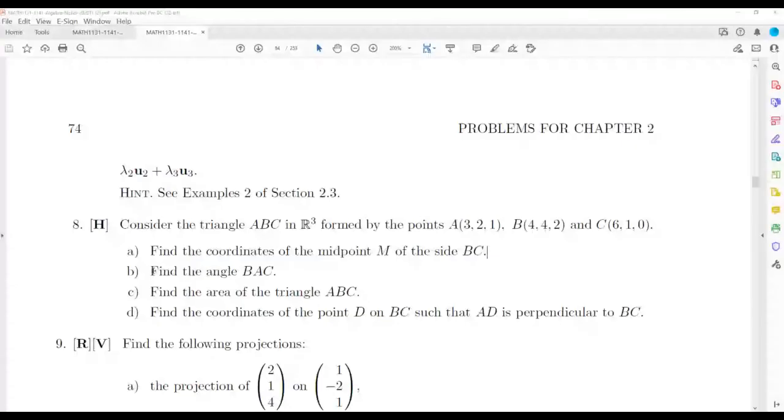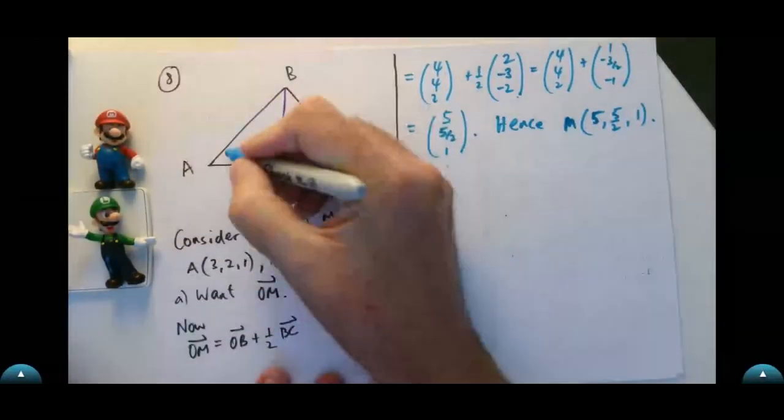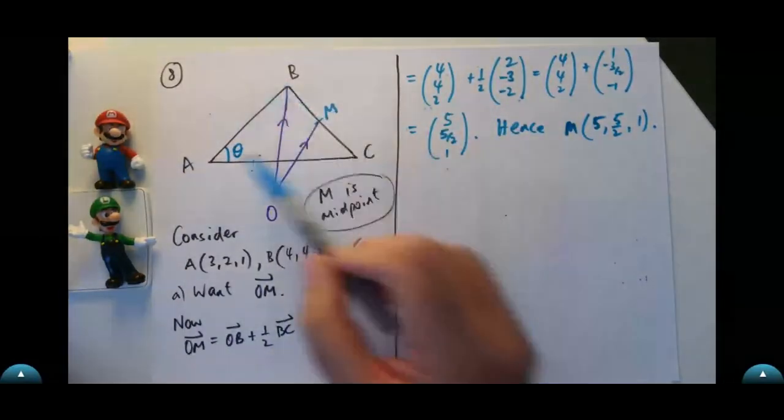What about the second part of this question? Once we complete this second part, you'll see that the triangle that we're dealing with is actually a right angle. So find the angle BAC. What we want is this angle here. So that's the angle BAC.